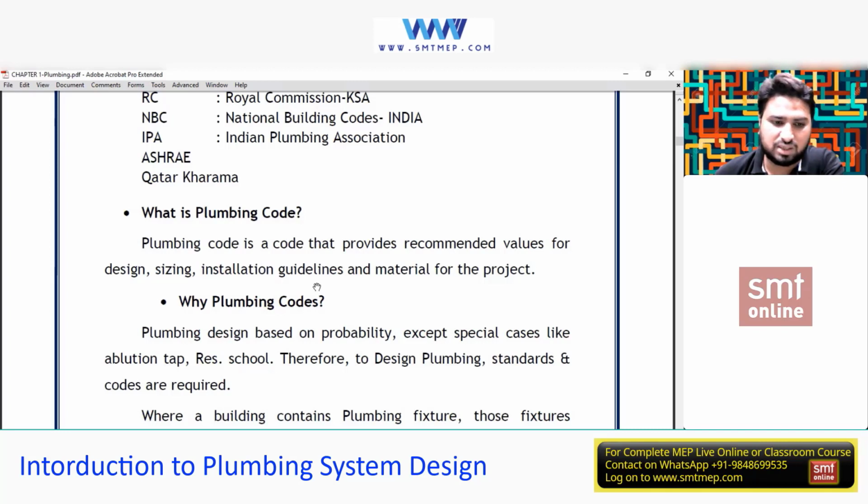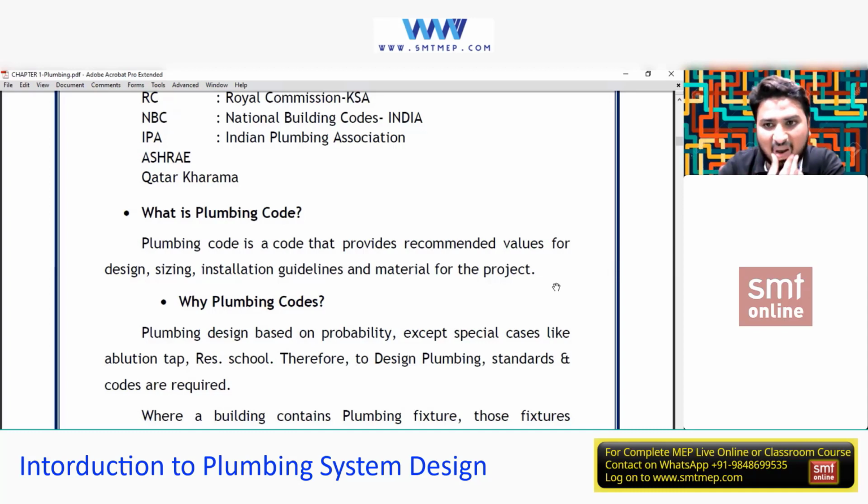It gives you guidelines for installation, how things are to be installed, and the material for the project. For example, if you're dealing with a project near the seashore and you're using GI, it won't suggest that. It will say don't go with GI, because the humidity is very high there. What is humidity? Moisture present in the air.